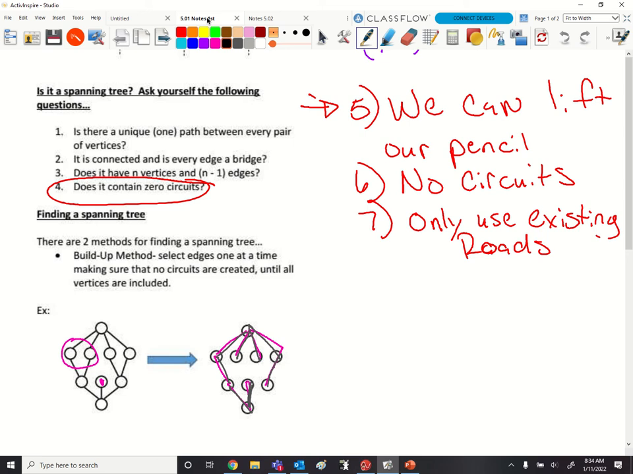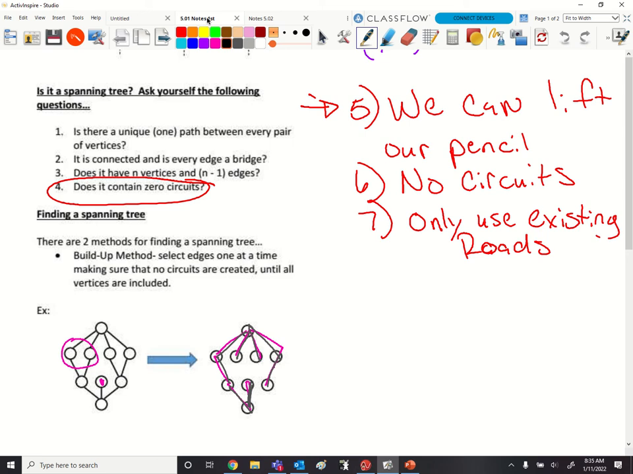Is it connected, and is every edge a bridge? So by connected means, is there a way, is there a road? So when we were doing this previously, we would refer to every dot as one of the houses, right? And all the lines connecting are roads, right? So by being connected means every house has a road going to it, and I can go to any house from any other house. There are roads going from one to the other. There is a pathway for me to go.